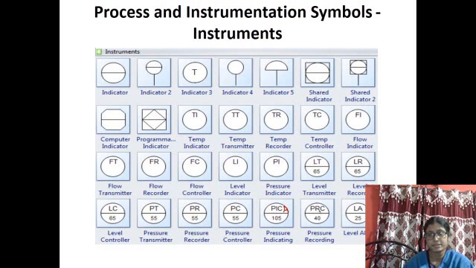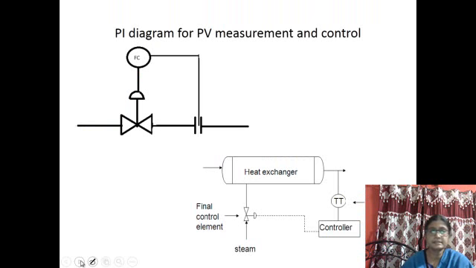This is pressure, regulator, recorder and controller. This is level with alarm. So these are the standard symbols. And control loop PI diagram, this is for flow, this is for process variable measurement. This is for flow control loop.